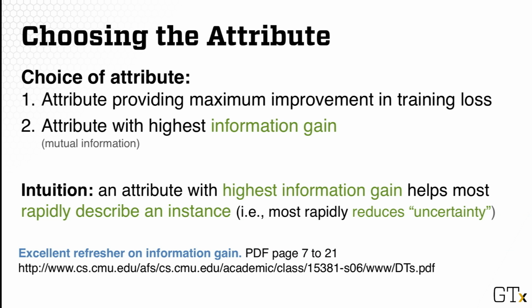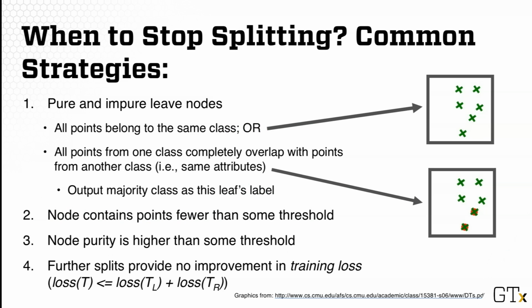Which also means that by picking the ones with the highest information gain, likely your tree is going to be much shallower. For an excellent refresher on information gain, I highly recommend you look at the lecture slides from a Carnegie Mellon class. The link is shown here.